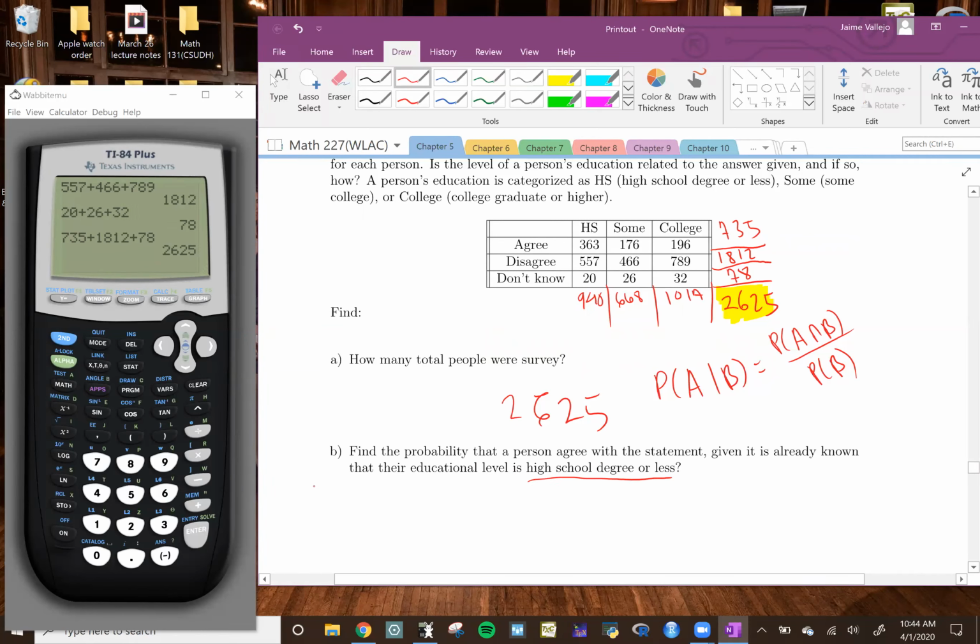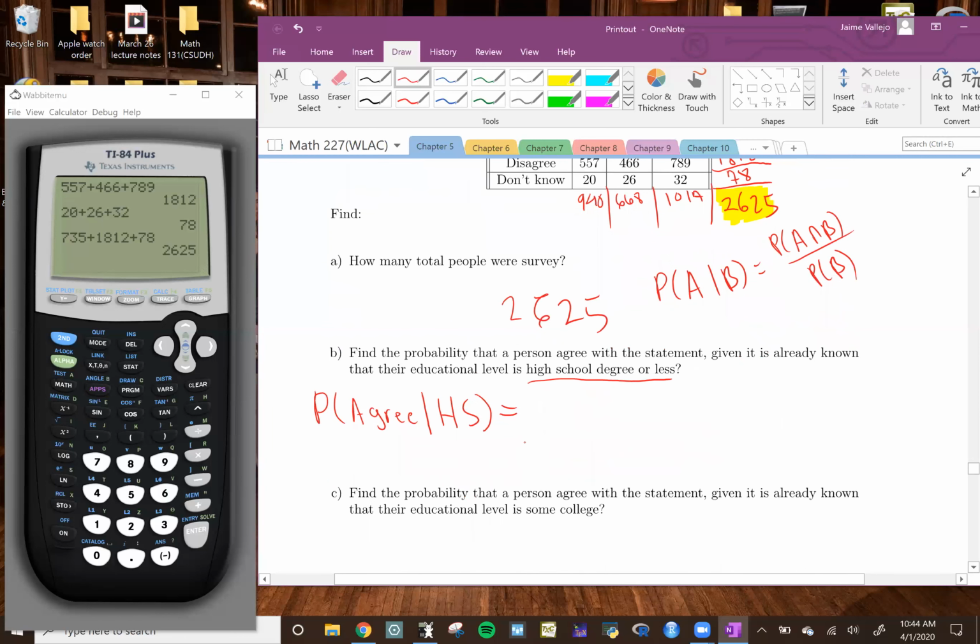So if I'm writing this, we're going to find the probability they agree with the statement, given that they have a high school degree or less. If you look at the way I wrote it, it says given we already know their education level is a high school degree or less. So I'm already telling you their education level is a high school degree or less. For this one, just for fun, we're going to do it using the formula, so that you can see the formula will give you the right answer.